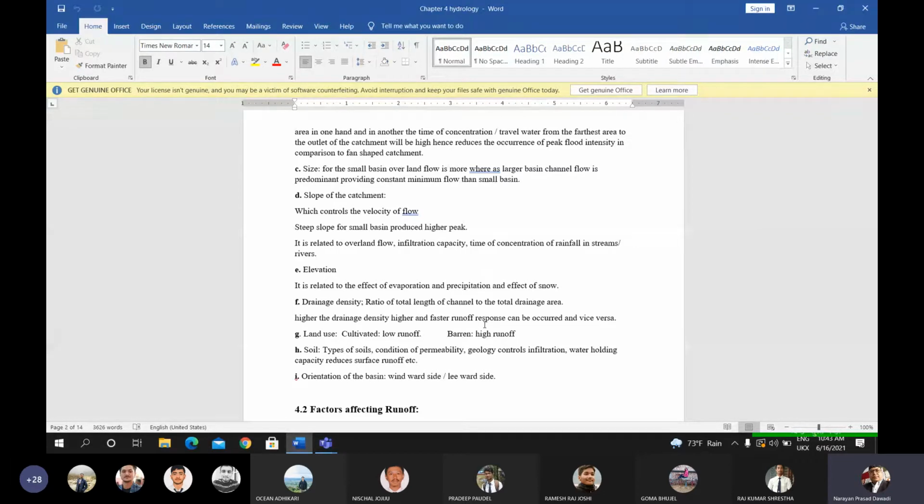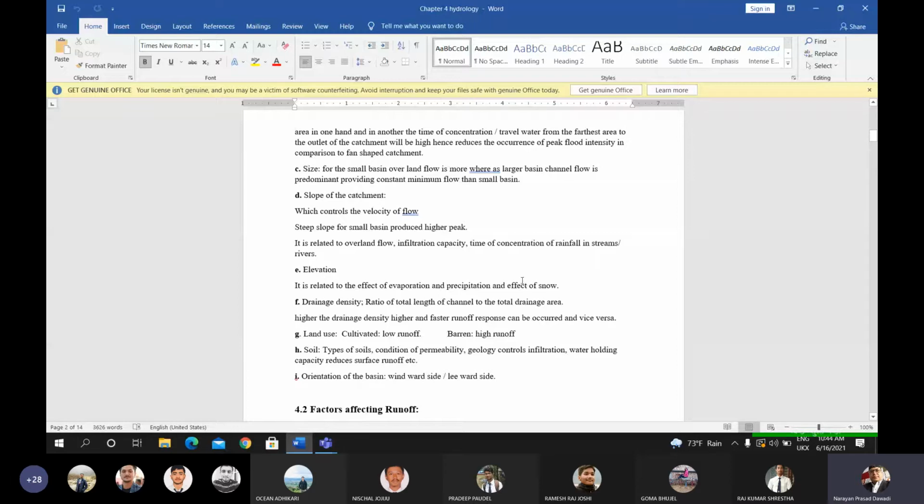When the water melts, then that water may be sucked by the soil, so the chance of having surface runoff will be very less in comparison to the low elevated area. Okay, so the elevation helps. It is related to the effect of evaporation and precipitation, and the effect of the snow is here.